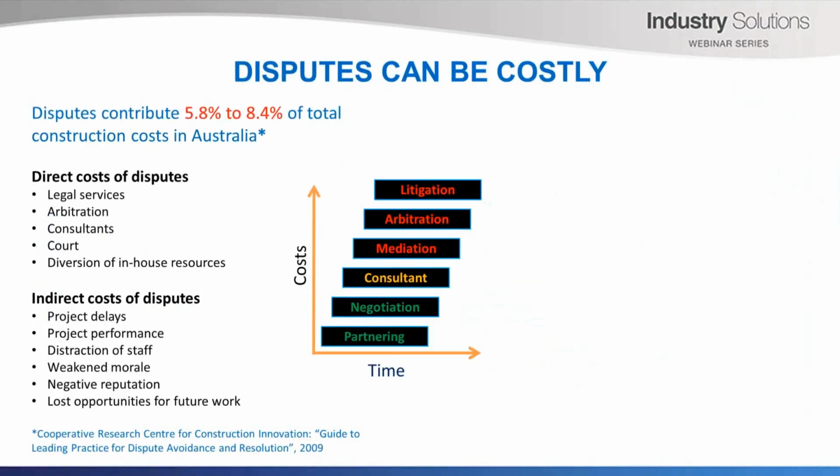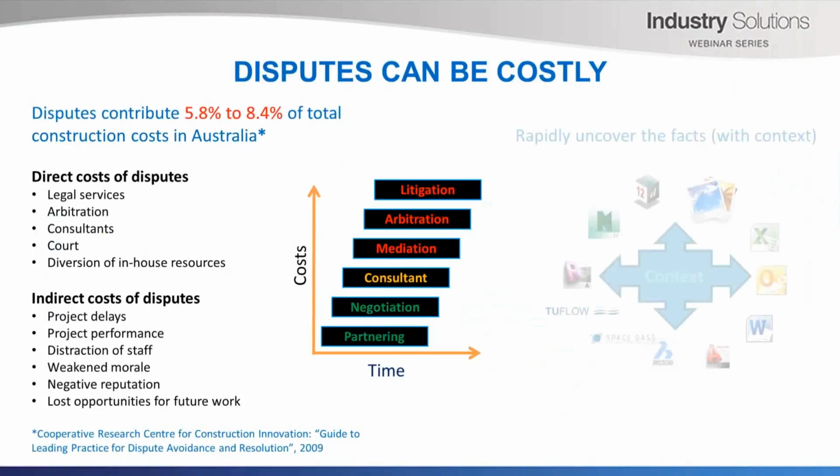The Tropicana parking garage collapse is an extreme example. However, disputes in Australian construction projects have been estimated by the CRC for Construction Innovation to contribute up to 8.4% of total construction costs nationwide, or over 7 billion Australian dollars per year. There are many costs associated with disputes, including legal fees, time spent in court, project delays, and negative reputation. And the longer a dispute goes on, the more likely it is that hostilities increase and costs rise as companies move from partnering and negotiation to mediation, arbitration, and litigation.